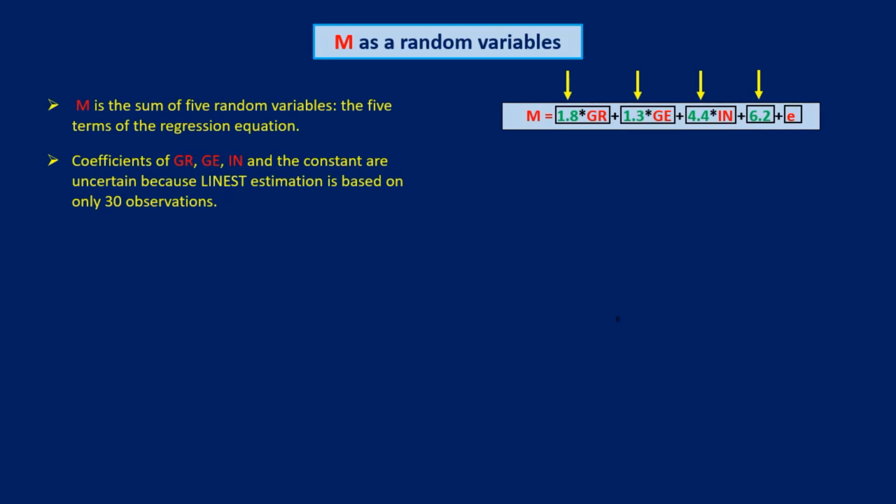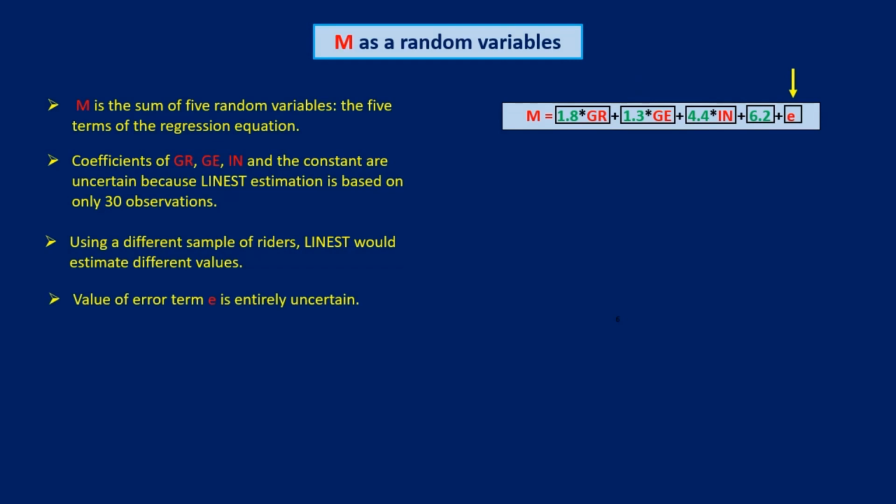These 4 terms are random variables because A, B, C, and K were estimated by Linus looking at the results for only 30 riders. And as I said a minute ago, Linus would have estimated somewhat different coefficients if last summer's riders had been different. And this means that each parameter in the equation, A, B, C, and K, is uncertain. And this means that these 4 terms of the equation are random variables. Then there's the error term E, which represents the 23% of variation in M that is not explained by GR, GE, and IN. E is a random variable by definition. There is no way to predict what the value of E will be for any given rider.